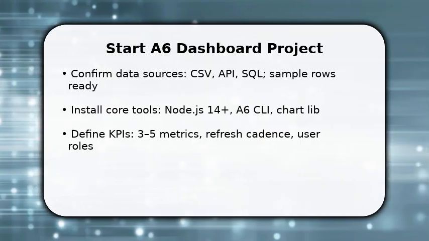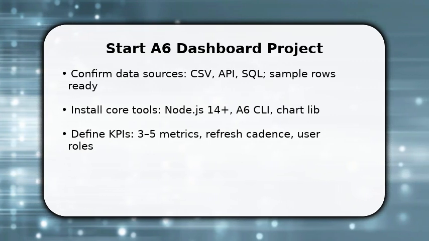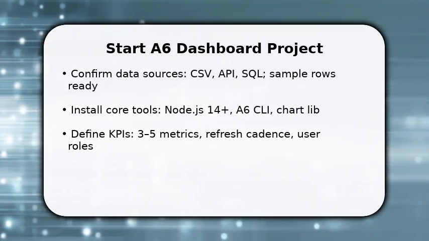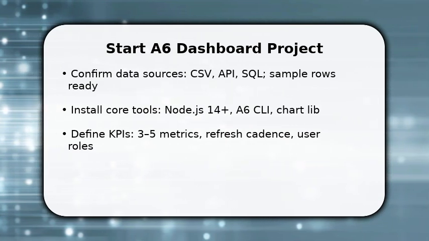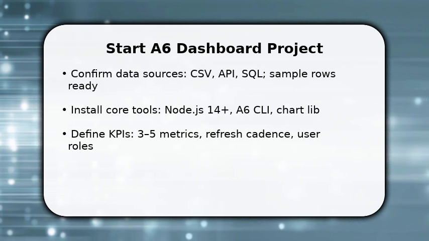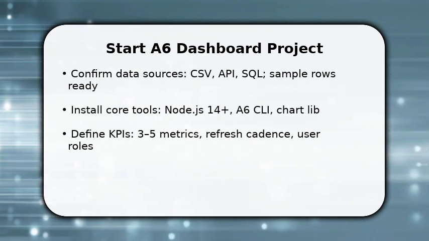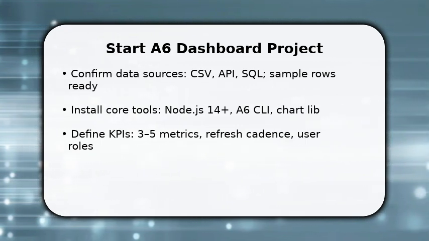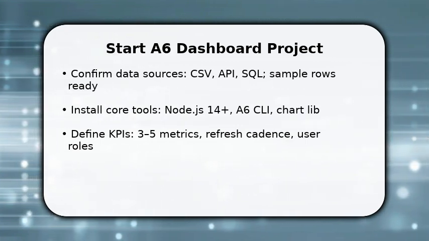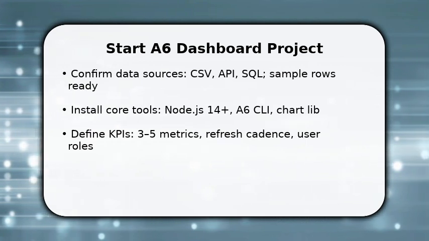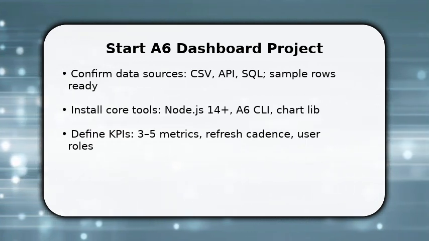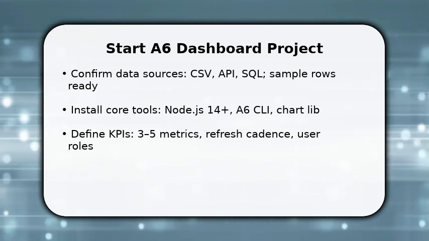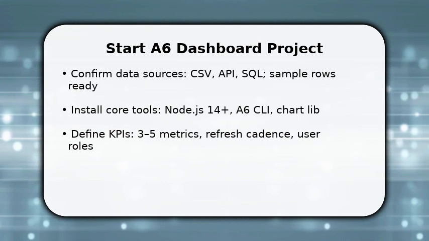You begin by preparing only what matters: clean sample data, access credentials, and A6 tooling. Connect a single data source so you can iterate quickly. This reduces integration surprises. Once done, scaffold the project with the A6 CLI and create a minimal layout file to host widgets. Make sure to define 3-5 KPIs and set refresh cadence now, because your visual choices will follow those constraints. Keep commits small so you can roll back if a connector fails.